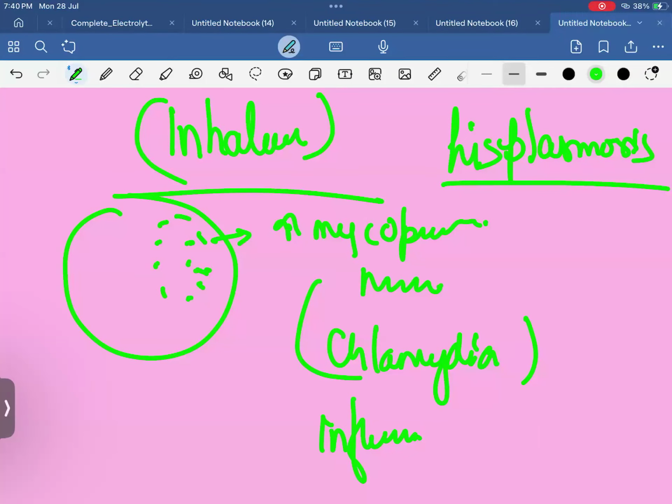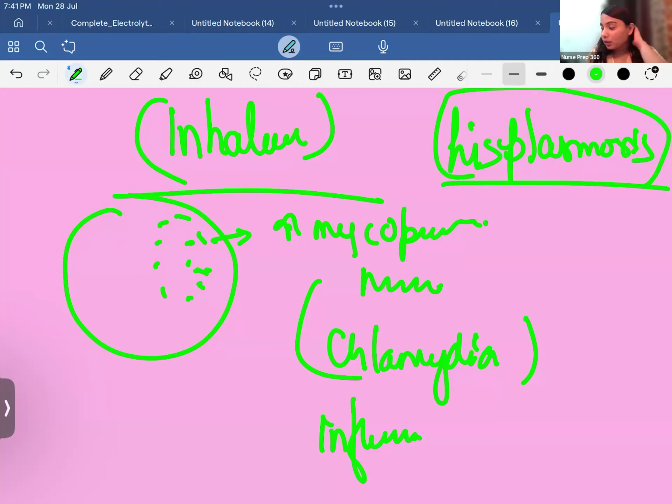Initially, COVID-19 was also affecting your lungs. Initially they were showing the signs and symptoms of pneumonia. After the treatment of COVID-19, the patients were getting black fungal pneumonia. You remember in hospitals? Okay. There's one thing I want to talk about, that is histoplasmosis.